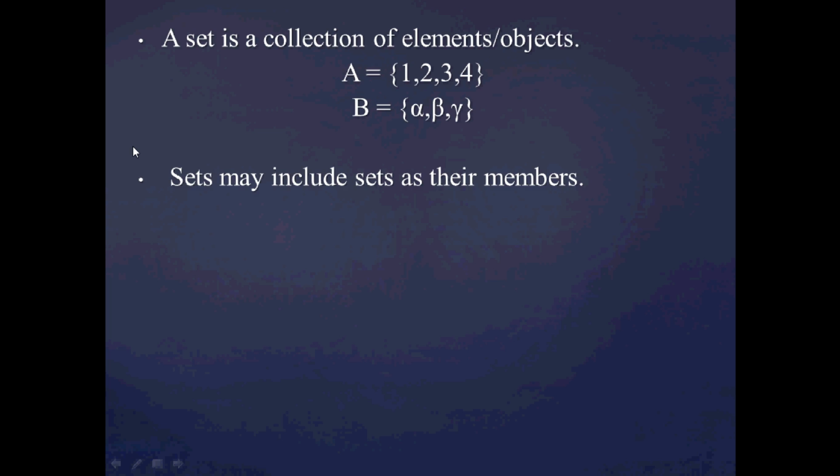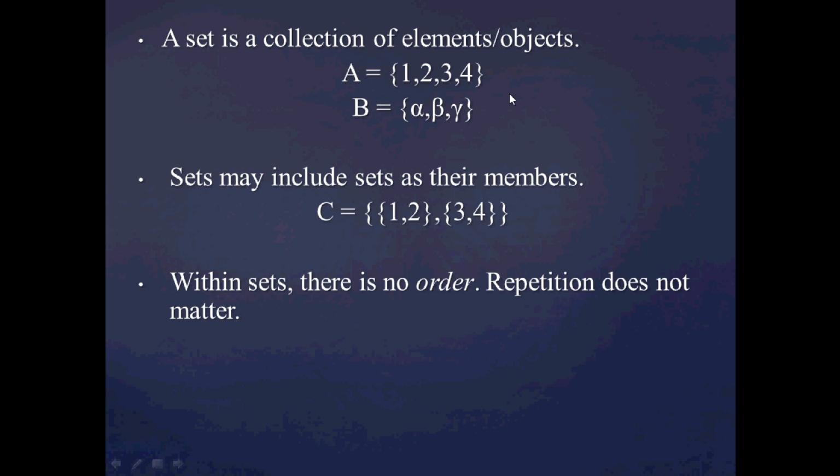Now sets may include other sets as their members as well, so you can have sets of sets. An example of this, let's say set C, has two members. First it has the set {1, 2}, a set containing 1, 2, and a second member, or a second element, is the set containing 3 and 4. So it's important to note here that this set contains two objects, the set {1, 2} and {3, 4}, but it doesn't contain four objects. That would be a different set, namely set A, which contains 1, 2, 3, and 4.